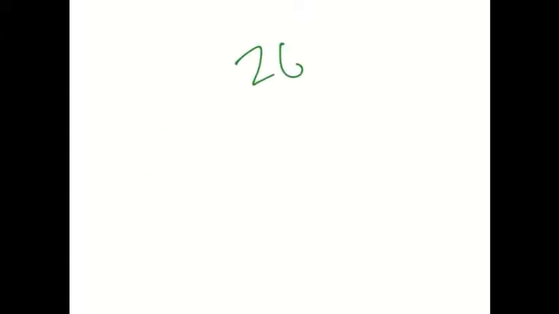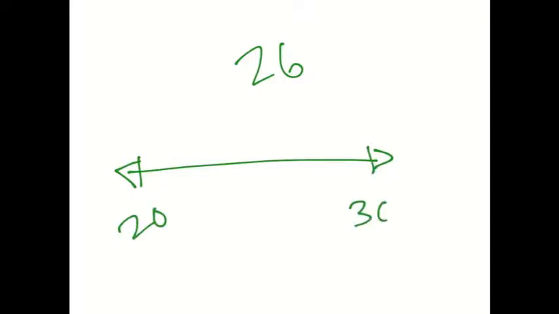So now, I'm going to create a number line. My number line is going to start at 20 and end at 30 because we've identified that 26 is between 20 and 30. Next, I want to ask students to determine what number is directly in between, directly in the middle of 20 and 30. Hopefully students recognize that 25 is directly in the middle, directly between 20 and 30.